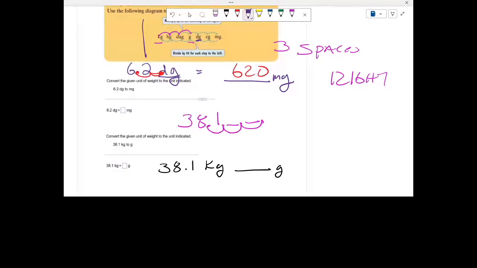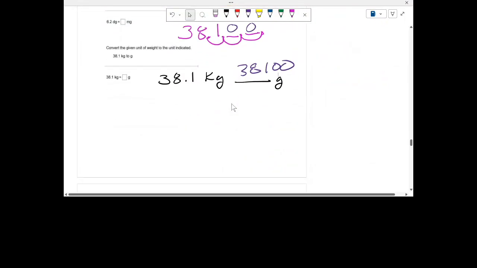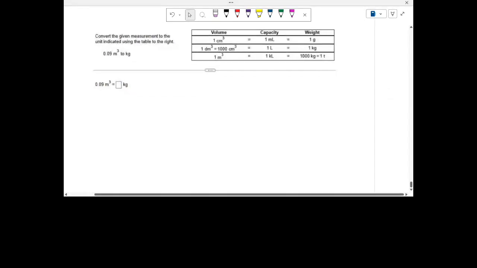So again, the numbers that I got to add here, y'all, are zeros. So we now have 38,100. Remember, y'all, there's no more decimal right here, right? It went 1, 2, 3. And you got to put those zeros right there. Okay. All right, let's keep moving along, and let's see if we can't figure out this next one.